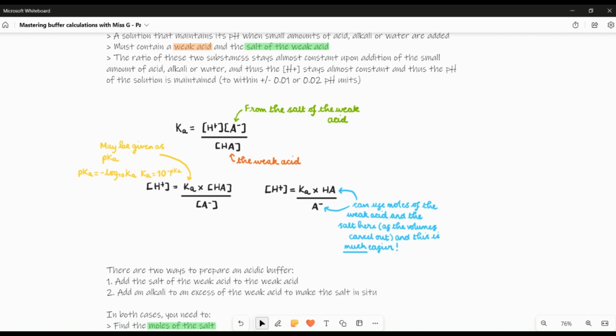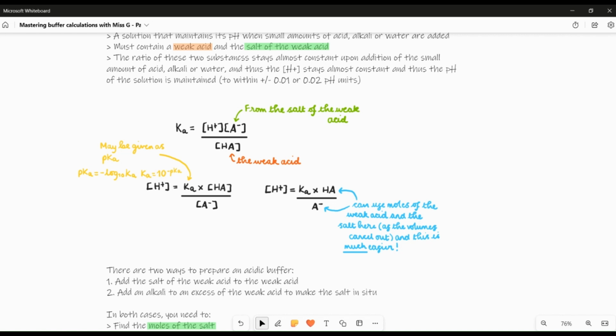Now, this works if we think about it, because if we're working out the concentration of HA, we do that by doing moles divided by volume, and same for the A minus concentration, it would be moles divided by volume. Those two volumes would be the same because they're in the same vessel, so therefore those volumes would cancel from the top and bottom of my fraction and would thus leave me only with the moles. Therefore, I can just sub the mole values in there instead of having to work out concentrations.